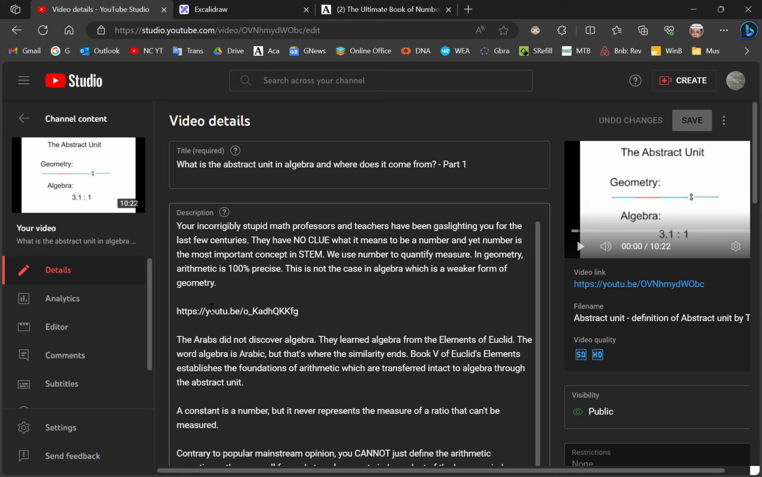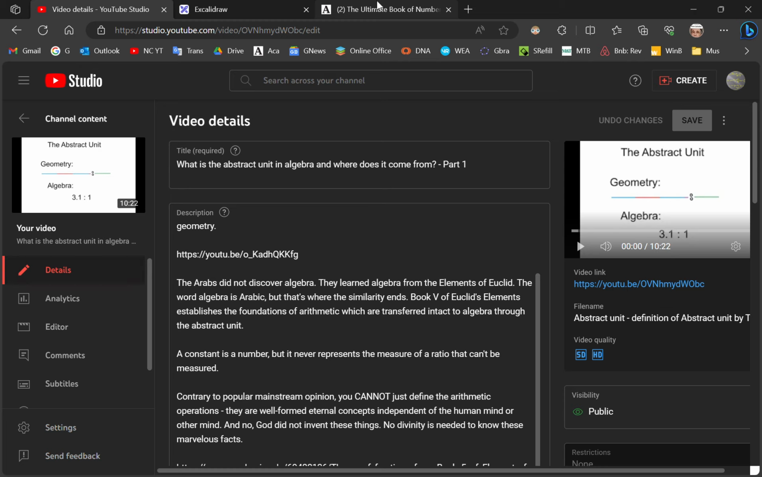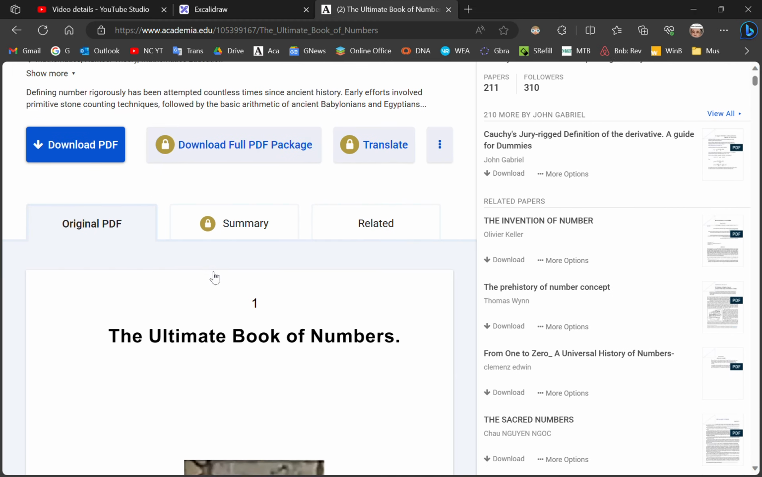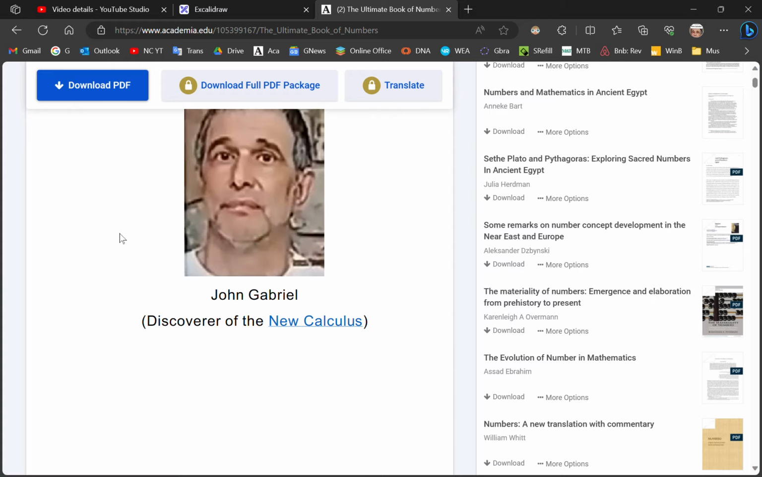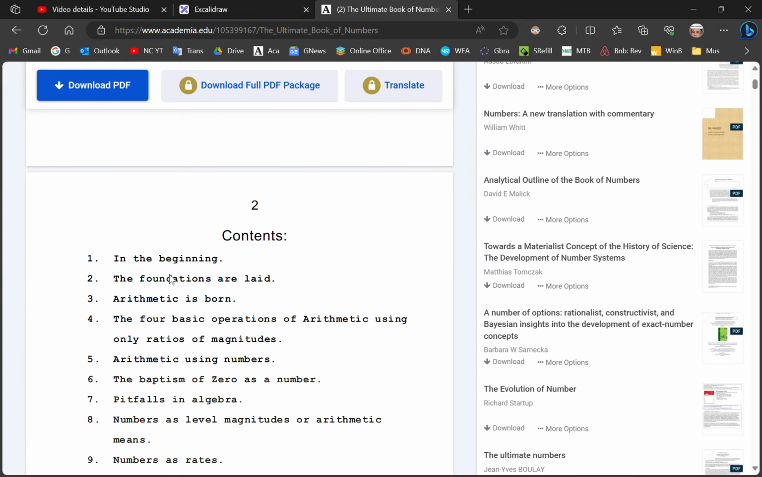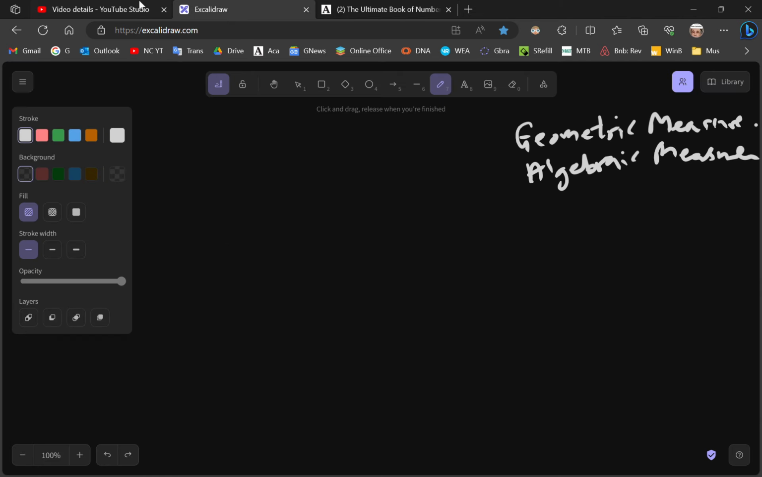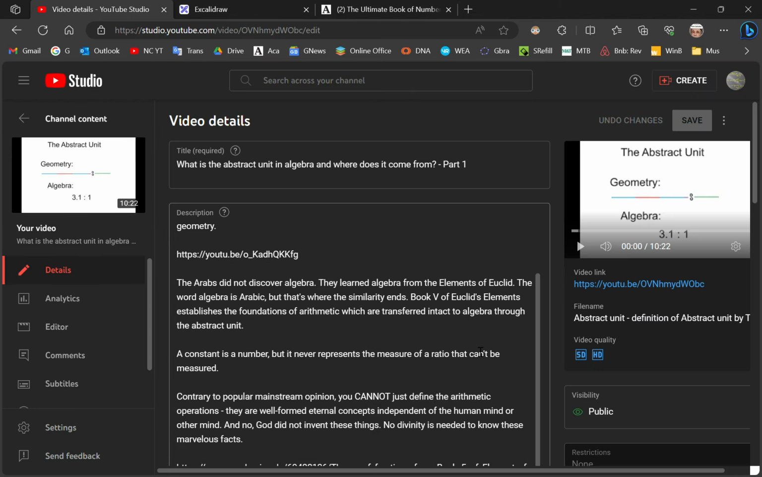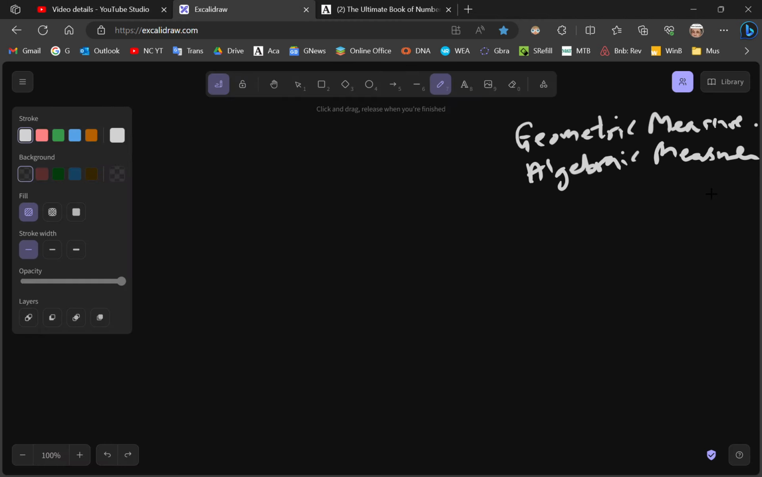So in the previous video I talked about the abstract unit in algebra and where it comes from. And I gave you a lot of information, which of course is in chapter 3 of my book, but of course the formation of number is shown in chapter 2 where the foundations are laid. Chapter 3 describes more of the arithmetic, and chapter 4 the basic operations. But now what I want to continue talking about is the differences between geometric measure and algebraic measure.